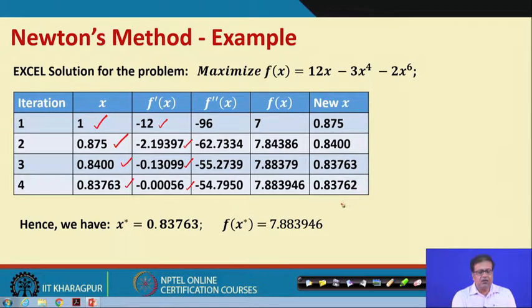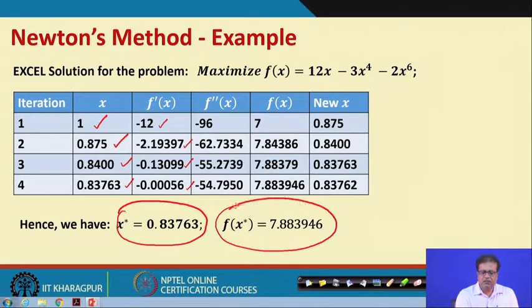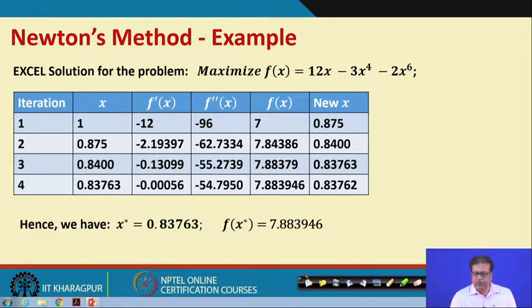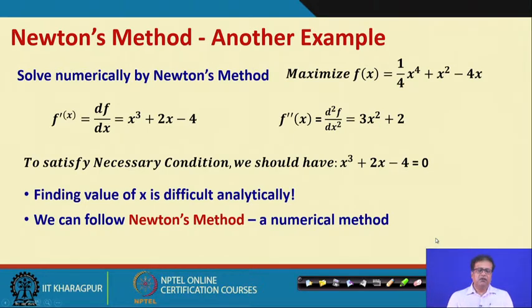So, maybe after these many iterations probably we can say that this value, that is 0.83763, is probably a good approximation for the f x value of 7.883946. You can iterate further, but we have to see whether we are really improving. So, that is the Newton's method. To have a review of what exactly we have done, let us take another problem and quickly see.